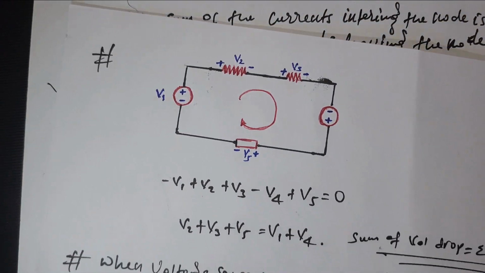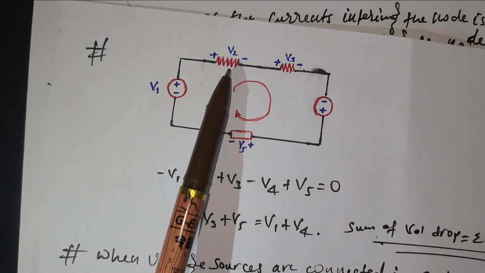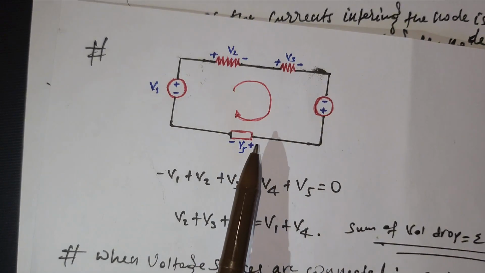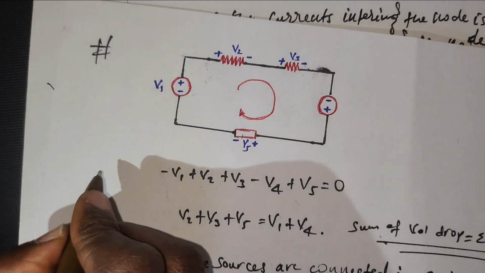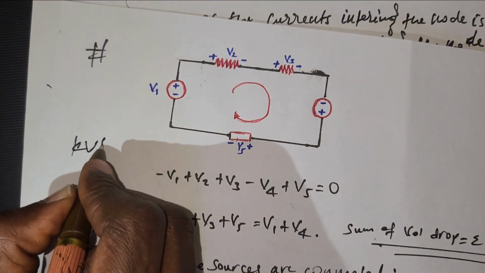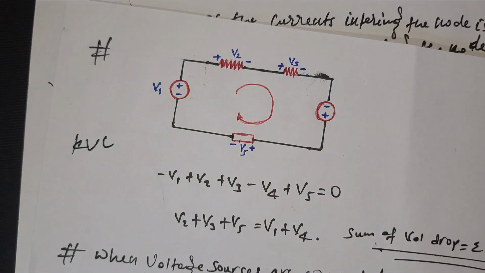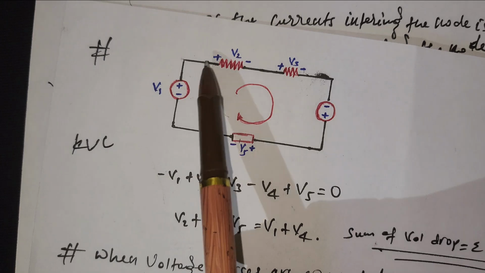This is also another example. If you see right here, we have V1, V2, V3, some kind of source, another element. So for KVL, as you see, this is the direction. This shows the direction of the current flow in the loop.